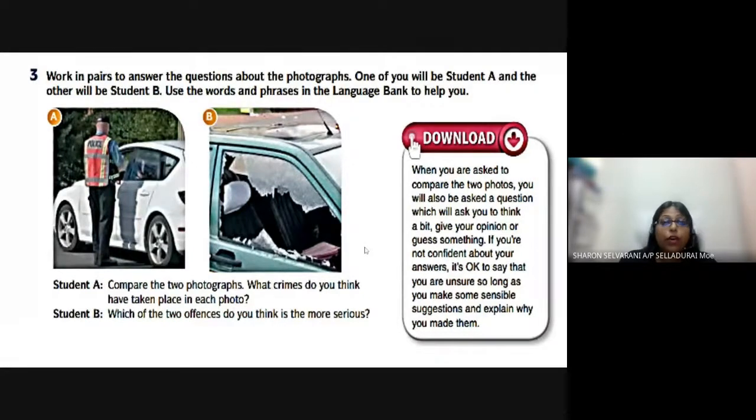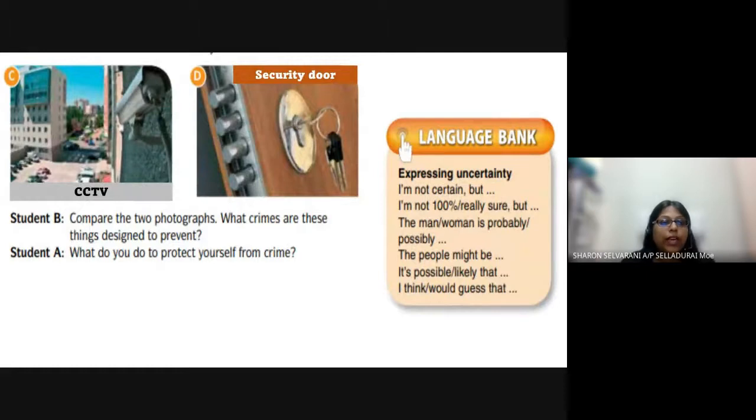or maybe the things have gone. Maybe they had money inside the car, and it would have been taken by the burglar. All right, but if it was an accident in picture B, then possibly there's going to be danger for the driver or whoever was in that car. All right? Okay, so let's look at this. Compare the two photographs. What crimes are these things designed to prevent?